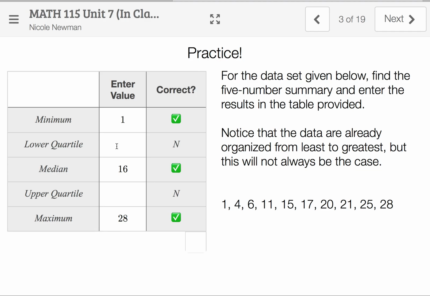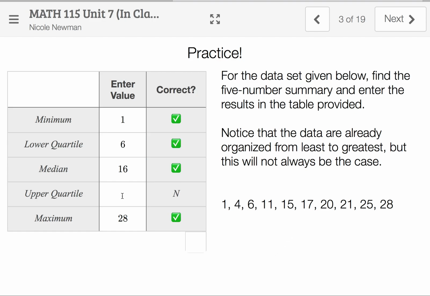For the lower quartile, we look at all of the data points below the median. So everything less than 16. That is all of these data points. There are 1, 2, 3, 4, 5 of them. This third one right here, that will be our lower quartile. It is the median of the lower half of the data. So that one should be 6.